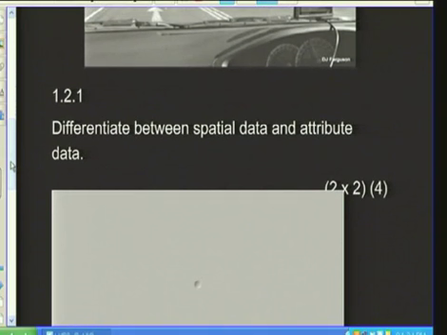1.2.1 asks us to differentiate between spatial data and attribute data. Now, that's quite simple. Spatial data is the data that tells us where something is. So where exactly, the route of the National 3 highway, the route a river follows, the position of a building, the position of a tree. That's all spatial data.